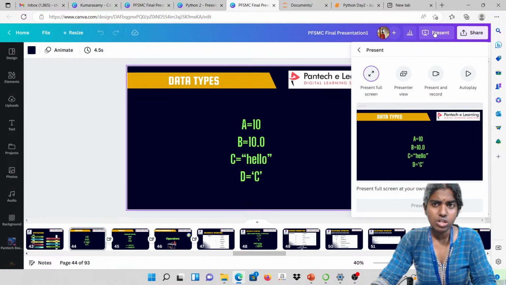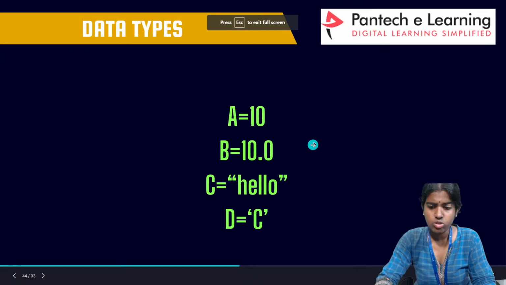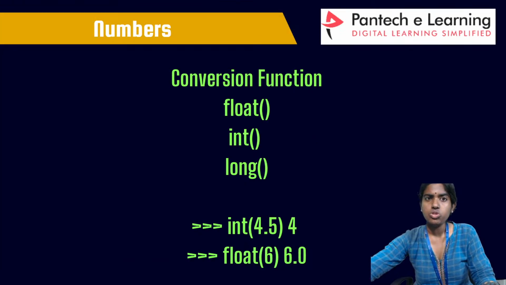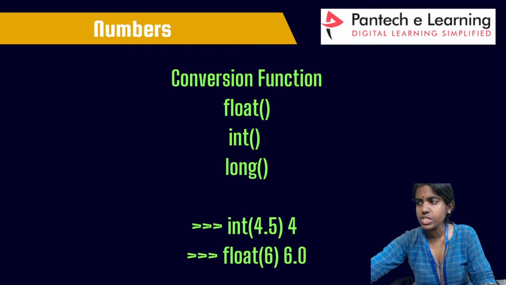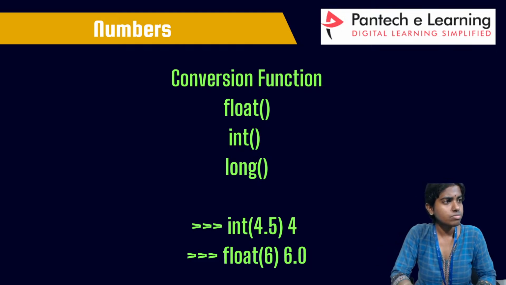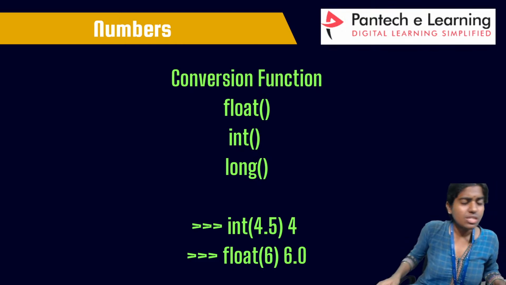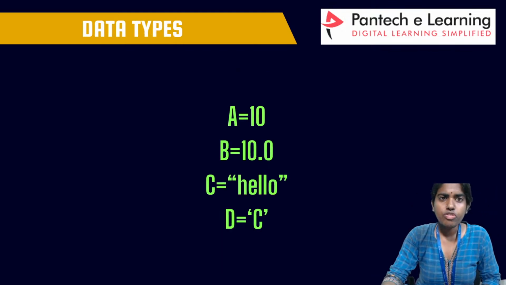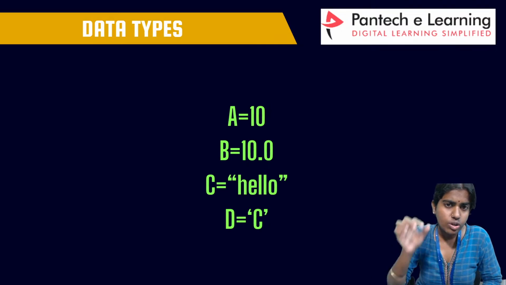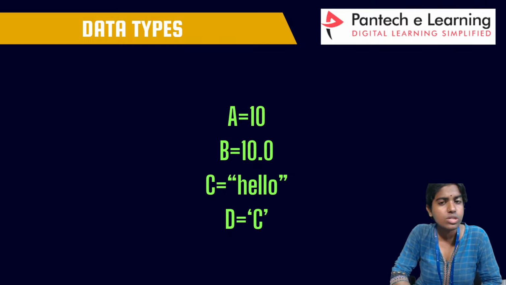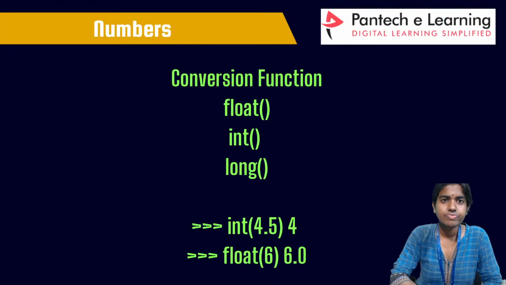Clear with this? So all these are the different data types available in Python language. So next I am going to discuss with you about conversion functions. What are the different types of conversion functions available in Python language? So far I was discussing with you about data types. So what are the different types of values a variable can hold? It can hold some integer values, or it can hold some floating point numbers, string values, character constant.